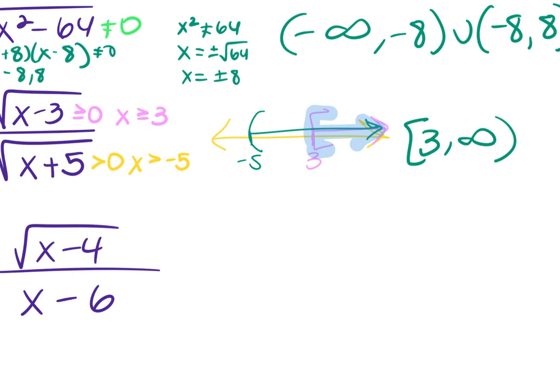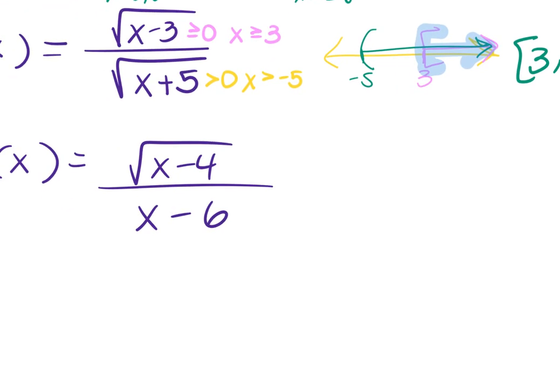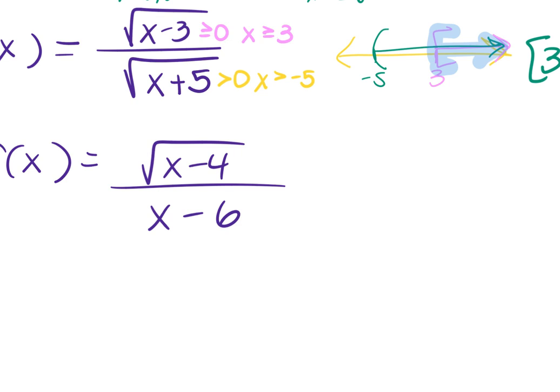Still good? Okay, and the last one. I've got a square root in my numerator, so that has to be greater than or equal to 0. And I've got a variable in the denominator, so it can't equal 0. So for my numerator, I get x has to be greater than or equal to 4. And in the denominator, I get x cannot equal 6.